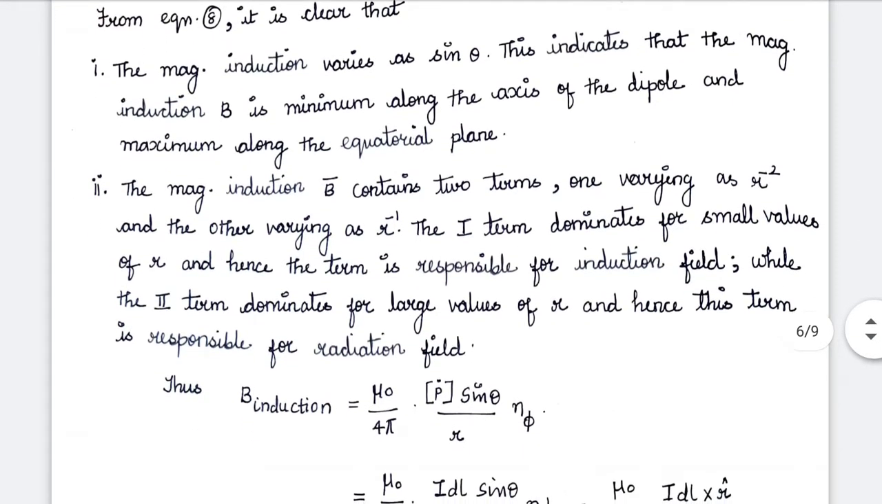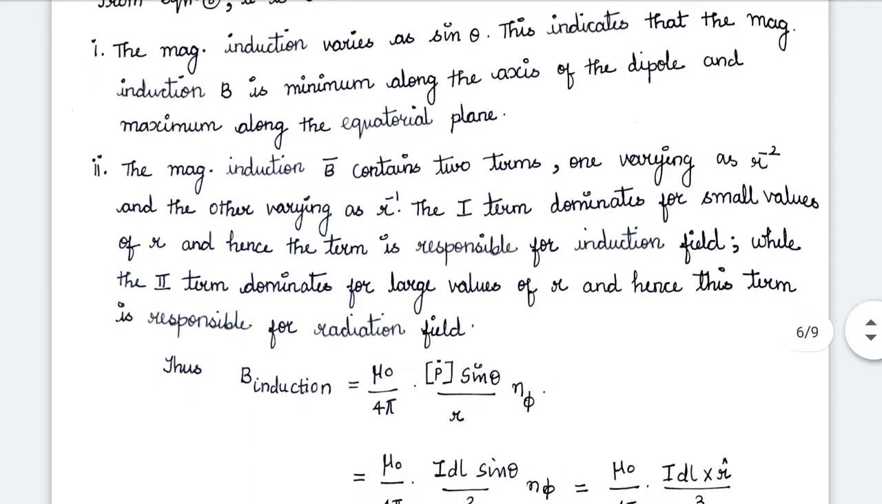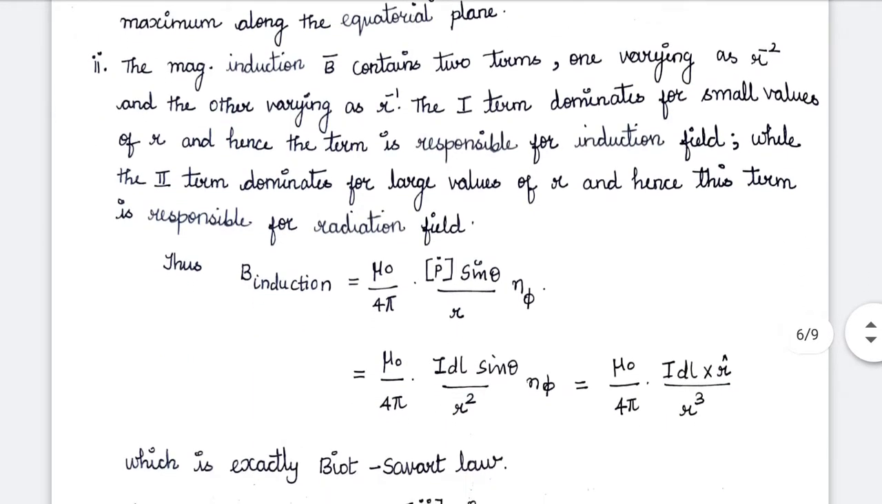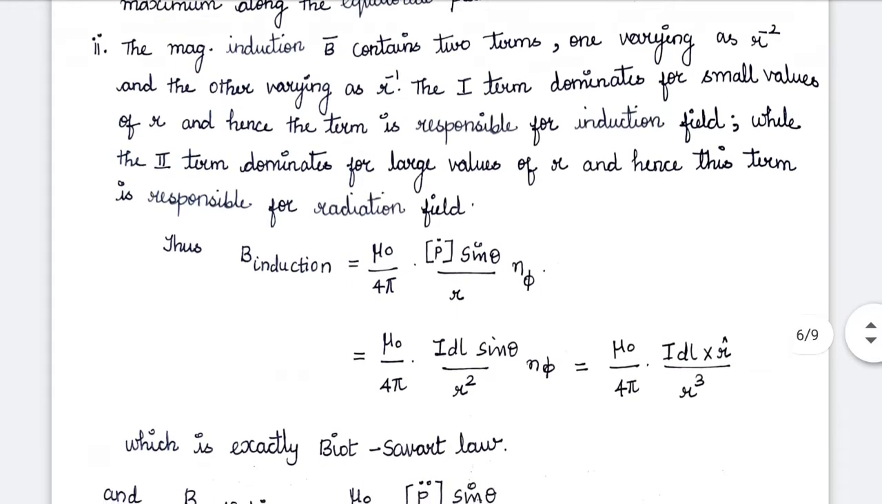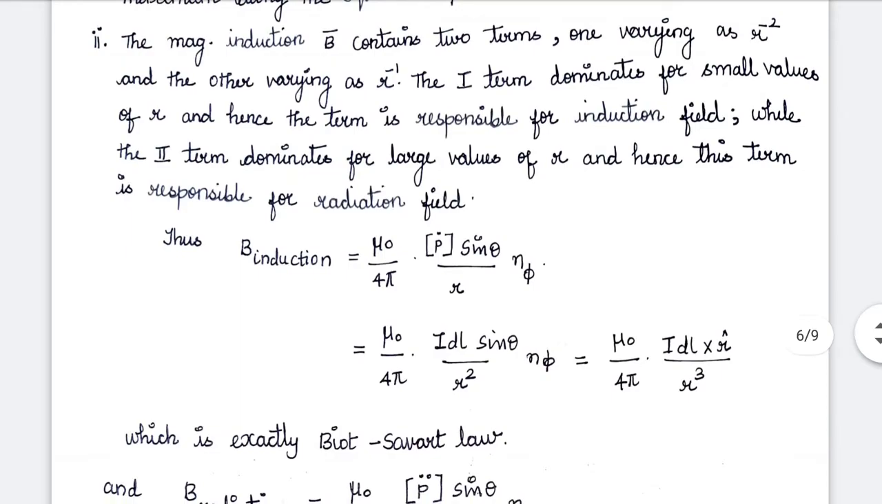The magnetic induction B contains two terms. One varies as 1 by r square, the other as 1 by r. The first term dominates for small values of r and it is responsible for the induction field produced there, and the second one is dominant in case of larger values of r, hence we call this term responsible for the radiation field.